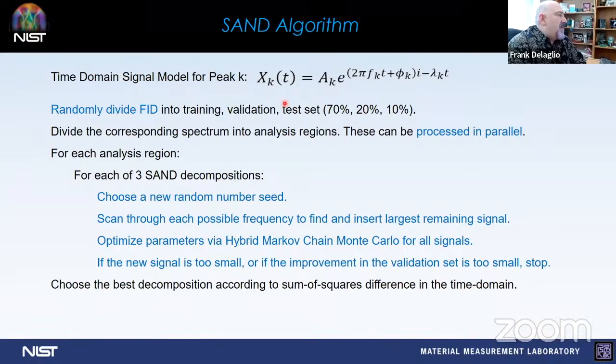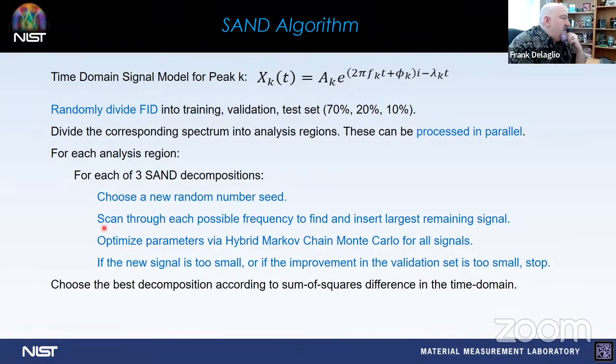We have a time domain model for the peaks, which in this first version of SAND is a simple exponentially decaying sinusoid. We divide the time domain data into a training set and a validation set. And because the optimization method that we use is in part random, we do the optimization 3 times. So we do a SAND analysis 3 times repeatedly on the same region to make sure that all the values are converged properly.